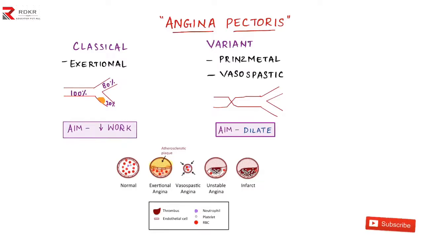And in vasospastic angina, the main problem is that the diameter of the vessel is reduced due to the spasticity. In unstable angina, we have not only the atherosclerotic plaque, it is not fixed. Here we have emboli also. So the unstable or not fixed plaque is the main problem in unstable angina. In the infarct, if the angina lasts for more than 20 minutes, the area of the heart undergoes infarction. So that is the infarct cell, as you see on the screen.